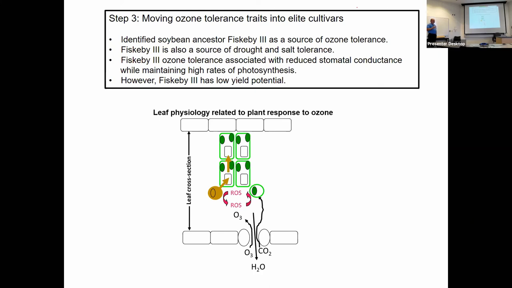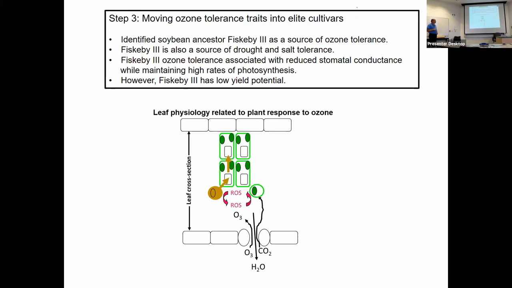The reason I'm making this point is that this idea of linking ozone tolerance and drought tolerance, we think we may have found a linkage here, because one of the things about FISKIP3 is that it's associated with reduced stomatal conductance while maintaining high rates of photosynthesis, meaning the stomates are closed, they're taking up less ozone, so you're getting less of an ozone effect, but yet they're still able to do high rates of photosynthesis, which means you're not getting dinged on the fact that your carbon fixation rates are low.